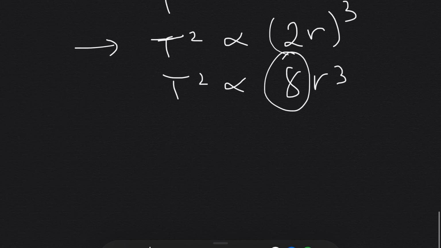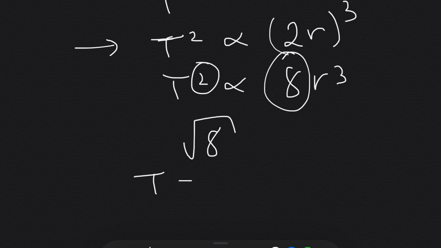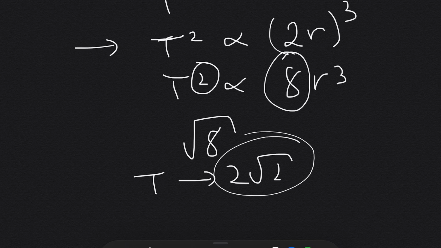So now this 8 has to do with how T changes, right? This is squared, so we take the square root of 8, and that means T changes by the square root of 8, which I believe is 2 root 2, right? So that's how T changes. It changes by more than double. This is directly proportional to the radius.